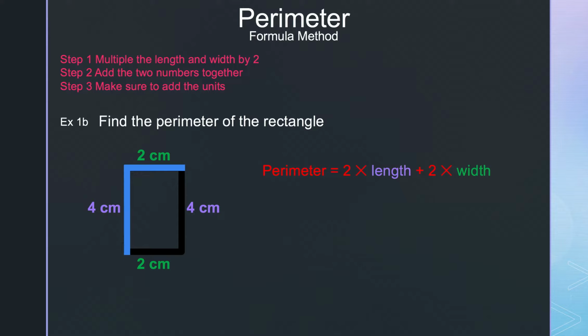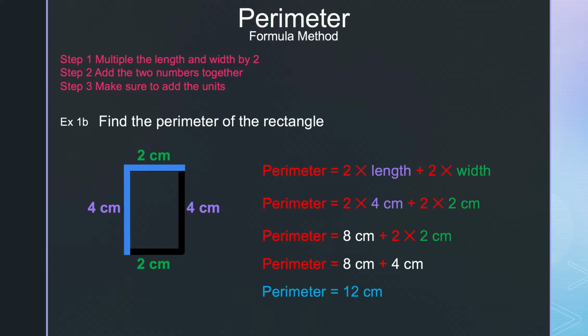So now let's go ahead and change the length and width to the numbers, to 4 and 2. So now we can do multiplication of 2 times 4, which is 8, and 2 times 2, which is 4, and we add them together to get 12. So the perimeter of this figure is, once again, 12 centimeters.